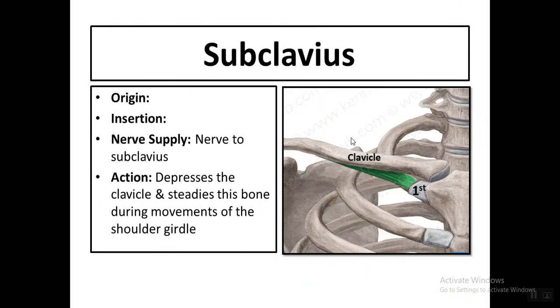Subclavius. From its name, it means below the clavicle. Subclavius muscle takes origin from the 1st costal cartilage. It is inserted to the inner surface of the clavicle, and it has a nerve supply that is special for it, called nerve to subclavius, which is a branch from the upper trunk of the brachial plexus. Its action: it will depress the clavicle and steady this bone during movements of the shoulder girdle.